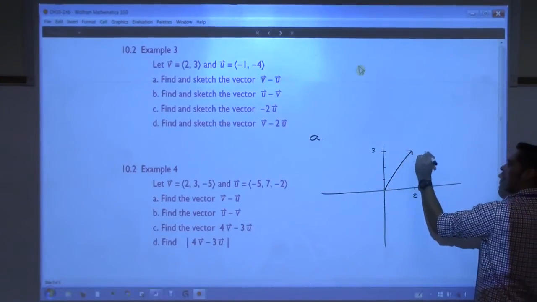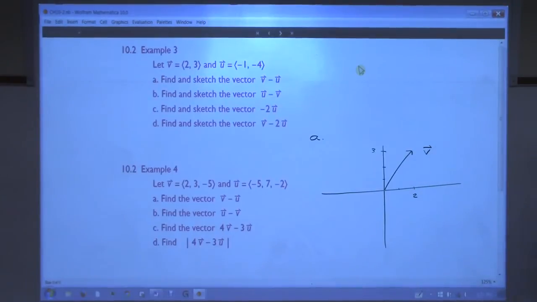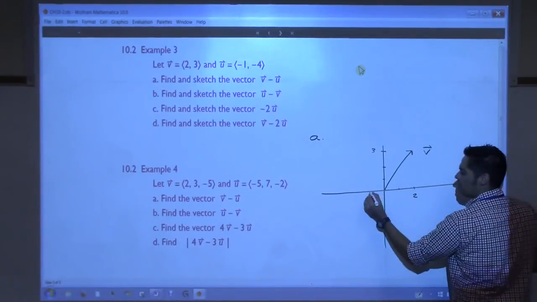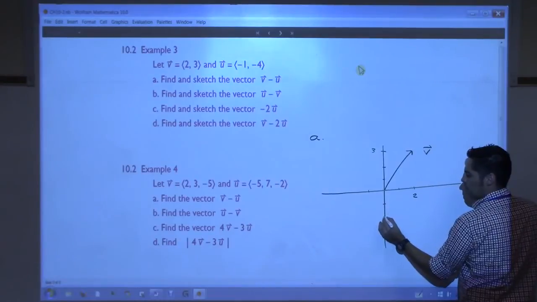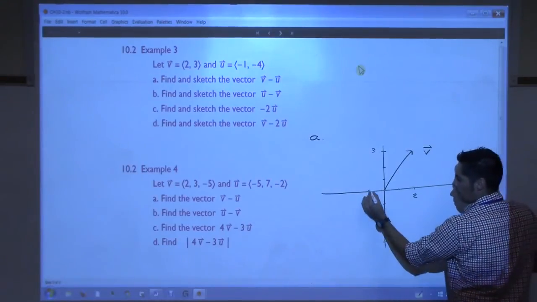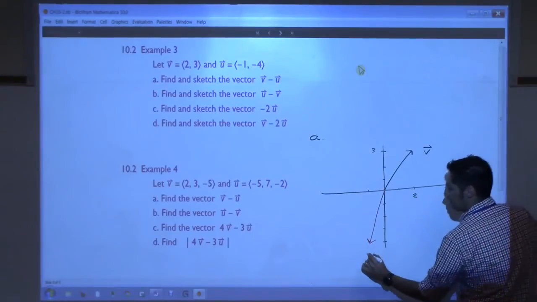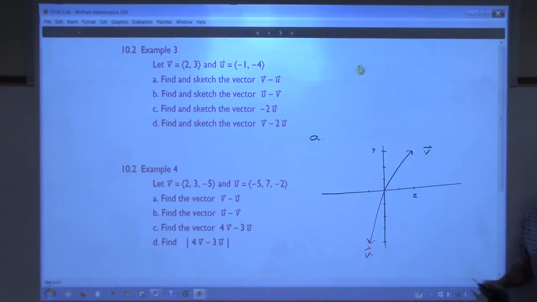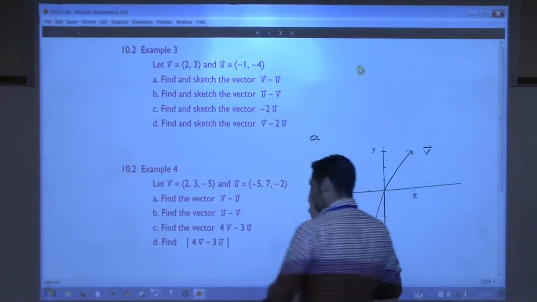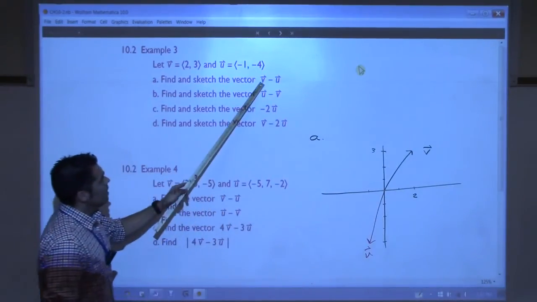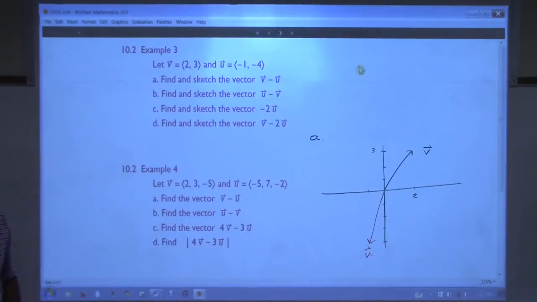And I'm going to call that vector V. All right? The vector U is the vector -1, -4. So -1, that's U. We good? All right. I want to take the vector V and I want to subtract U.